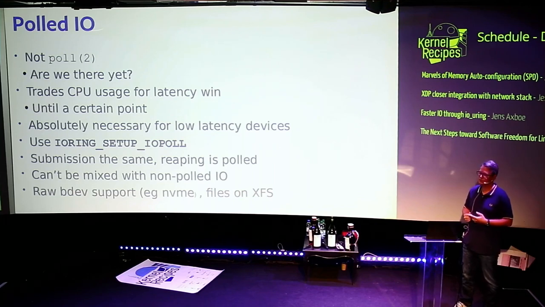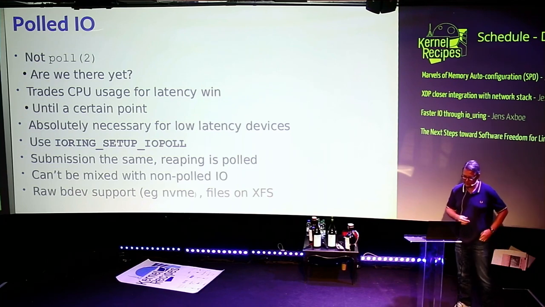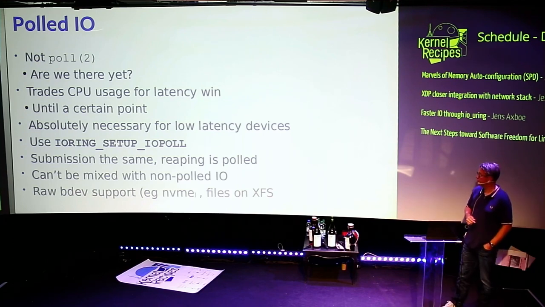The only important thing is that if you set up an io_uring context for polled IO, you cannot use it for non-polled IO. The reasons for that are a little complicated, but it basically boils down to this: you don't know when you can safely wait for IO events to come in, or whether you need to be looking for them actively. So for efficiency reasons, that doesn't work. Raw block device support is there through NVMe, both local storage but also NVMe over TCP. And it works with file systems as well, through XFS, for instance. So you don't have to do raw block device IO; you can do it through files as well.